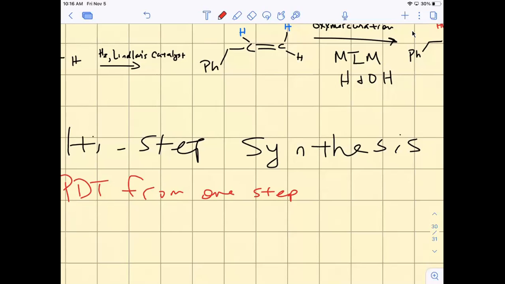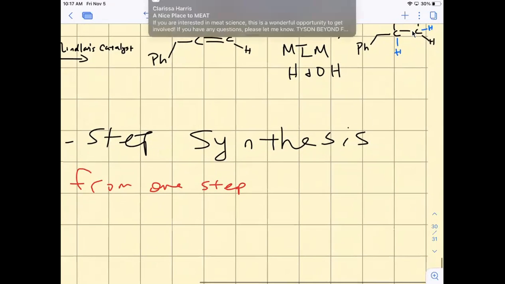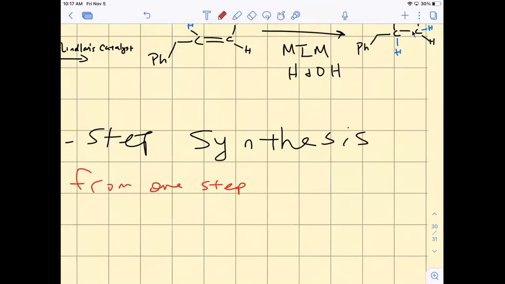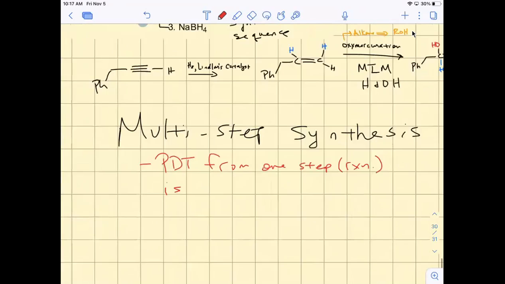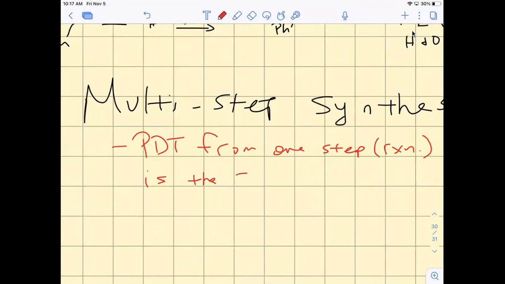I just don't want you to confuse it and say, oh, it's a stepwise. You would consider it stepwise still, but it's not just a mechanism, it's the overall formation of a product from one start material, but you use multiple reactions to carry it out. So the product from one reaction becomes the starting material for the next reaction.